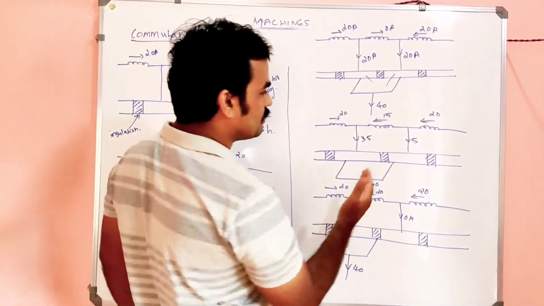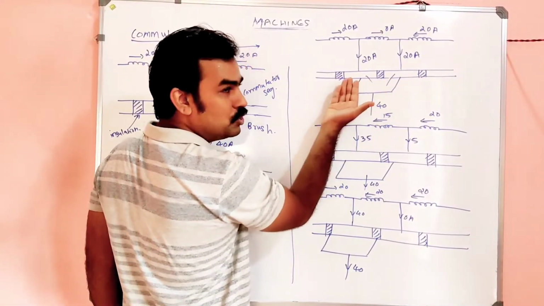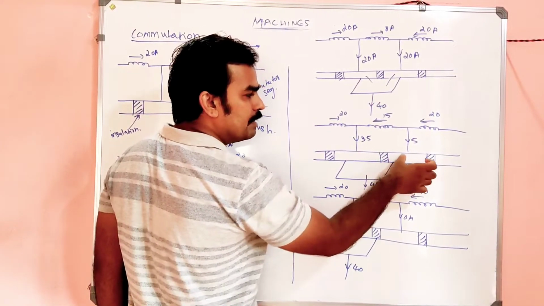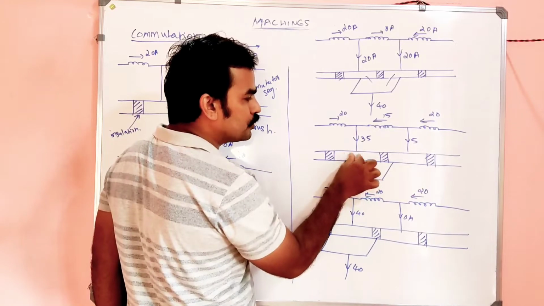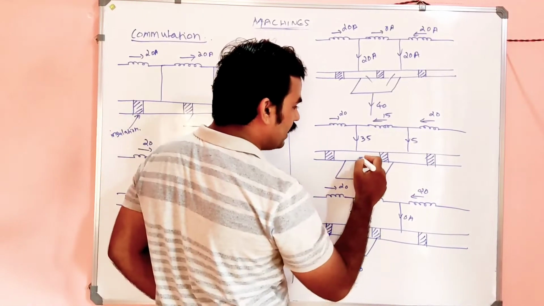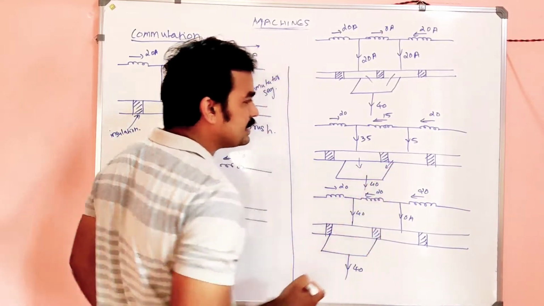And in the next case, what happened? It is again moving towards the left. That means a small portion will be under this commutator segment, but a large portion will be under this commutator segment. So what happened? This will be collected more and this will be collected less.